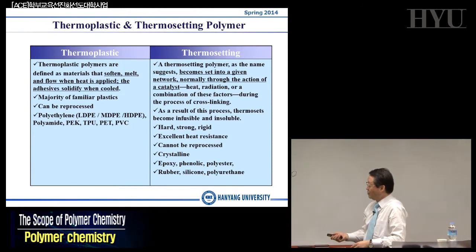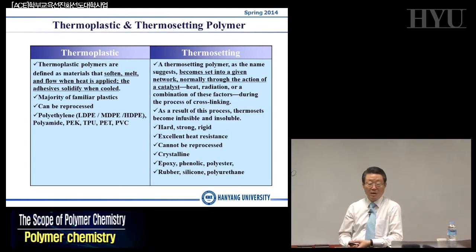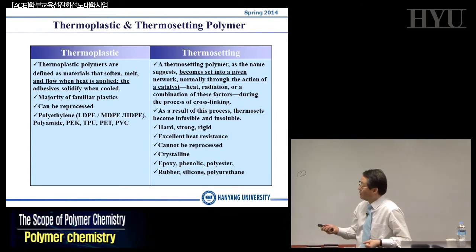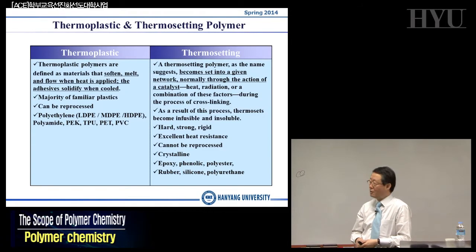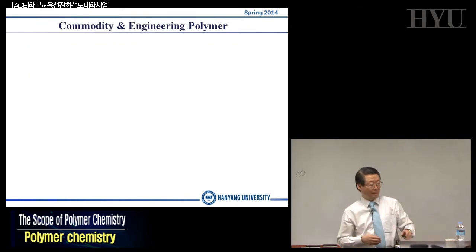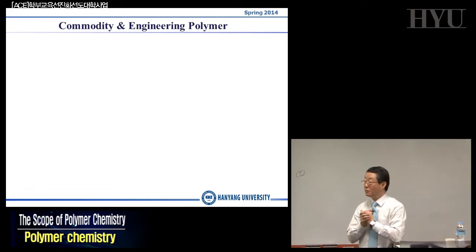Epoxy resin, phenolic resin, or silicone rubber, these types of polymers are thermoset polymers. Whereas polyethylene, polyamide, PET, PVC are usually thermoplastic polymers. So you can process them with heat, whereas a thermoset cannot be reprocessed. Okay, so those were the differences between network polymers and linear polymers.